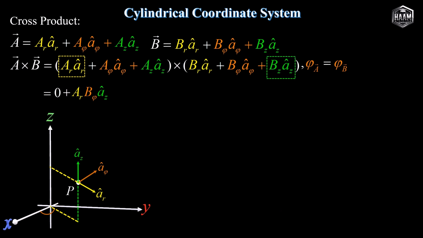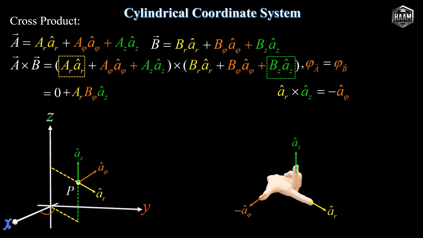For the third term, taking the cross product of unit vector A hat sub r with unit vector A hat sub z via the right-hand rule shows that the thumb points in the direction of negative unit vector A hat sub phi. Thus, this term yields negative A sub r times B sub z times A hat sub phi.